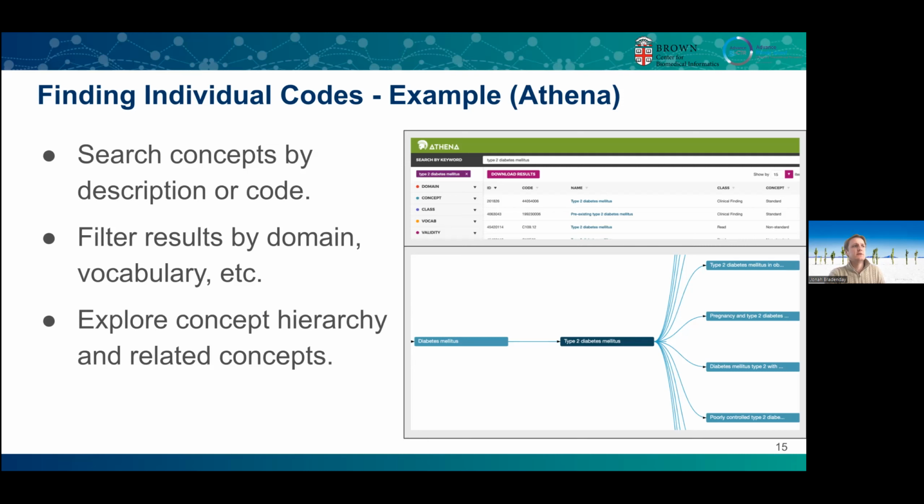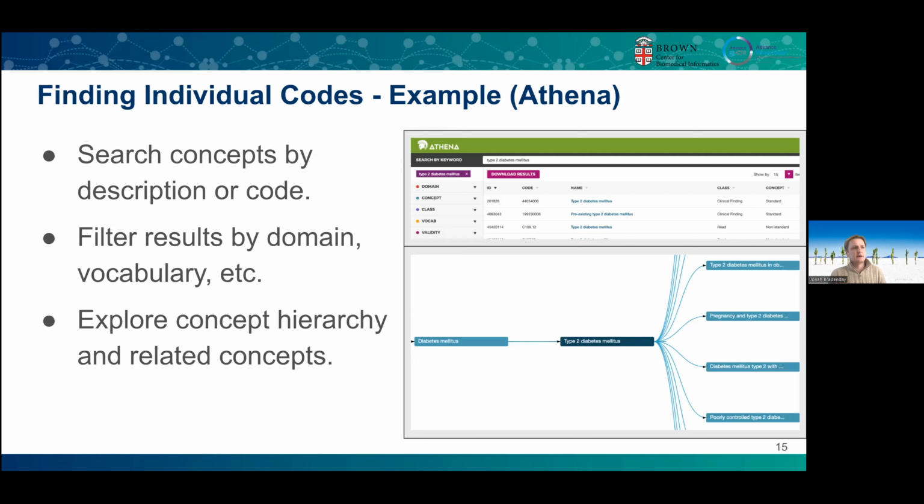Once you've found a code that you like, you can click on it. So if I clicked on type 2 diabetes mellitus right at the top, I would then, from the resulting window, be able to explore the related concepts, so concepts that are similar to this concept, maybe they're in a different vocabulary, or maybe they're related in some other way. Or I could explore the concept hierarchy. And again, within Athena, you're only able to explore the concept hierarchy for OMOP codes. If I were to click on the concept hierarchy viewer, this bottom image is that.